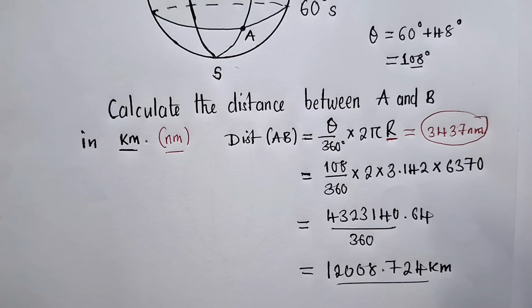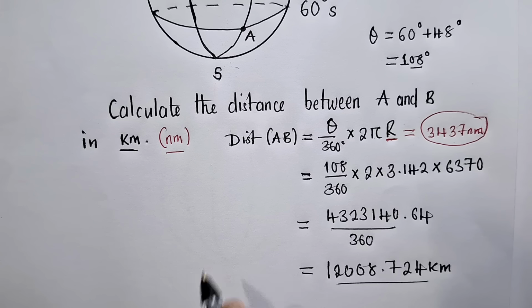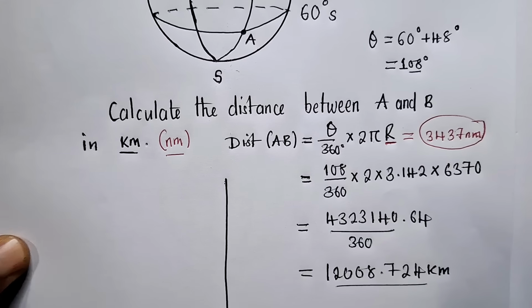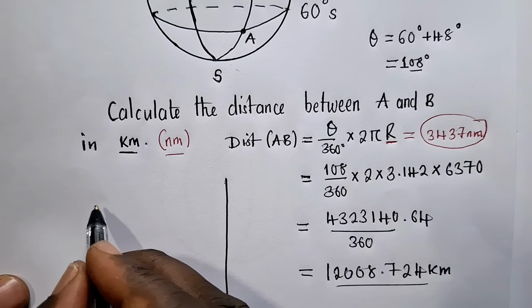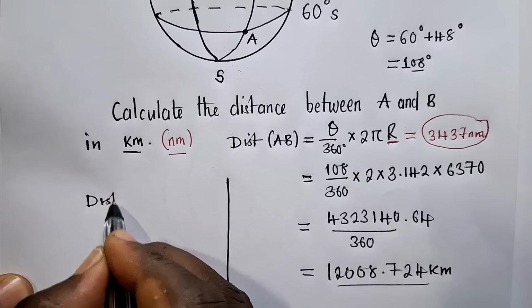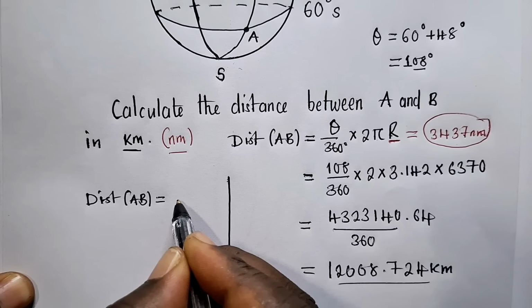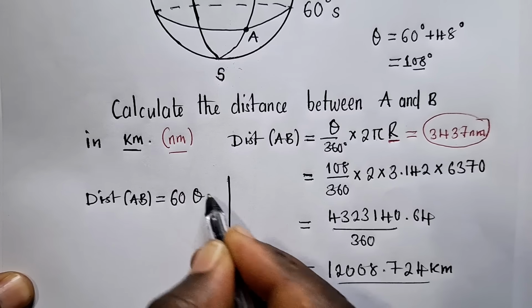Okay? That is in paper 2. Now in paper 1, if they ask you to find distance in nautical miles, in paper 1, you're going to say distance between A and B is equal to 60 theta.